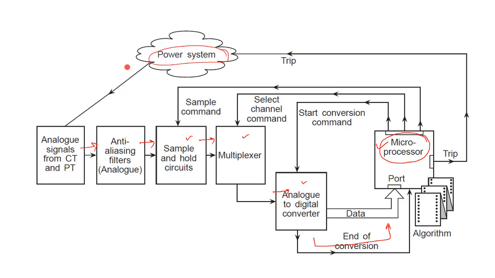Okay. From the power system, in fact, we collect the analog signal from CT and PT. CT and PT are installed in the field, from where we get the current and voltage signals, the analog signals. So this is the basic building block of a numerical relay, how it operates in connection with the CTs and PTs, and how it feeds the trip signal to the power system. Okay, so let us see in detail.